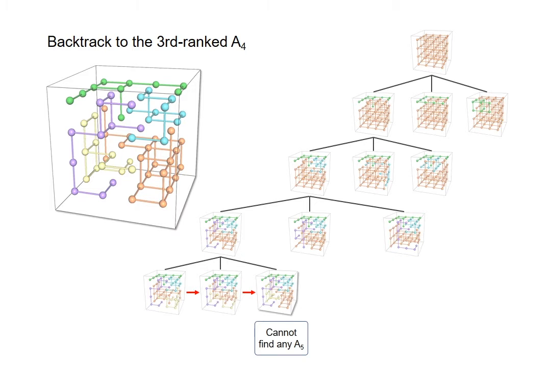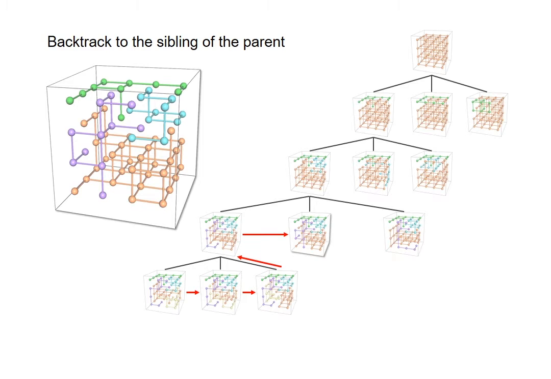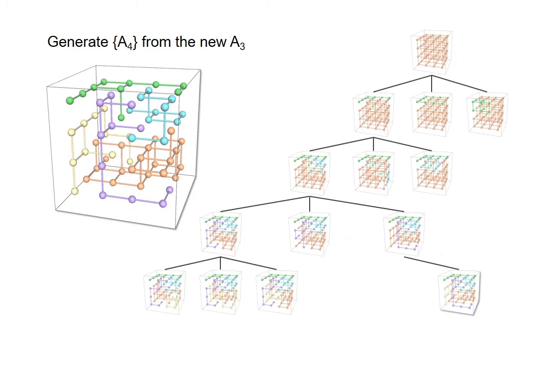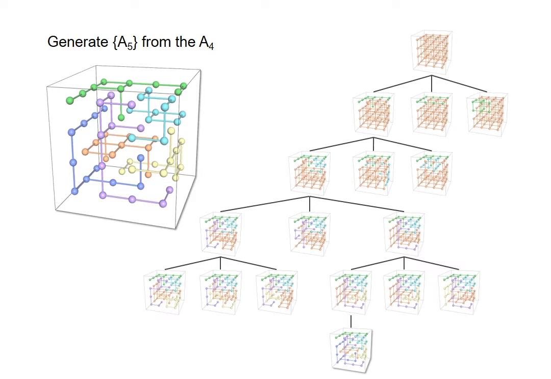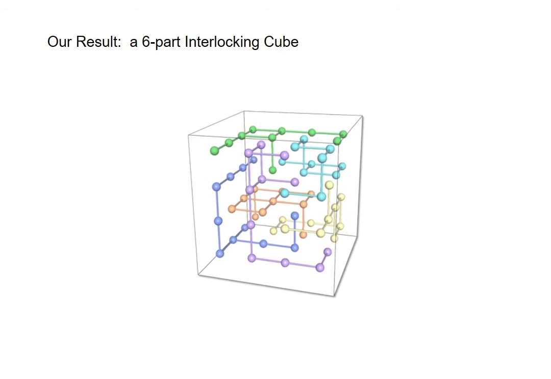Backtrack to the third ranked A4. Parent of A4. The sibling of the parent. And another sibling. Until we can generate the set of A4 from the new A3. Finally, we generate the set of A5 from the A4, resulting in a 6-part interlocking cube.